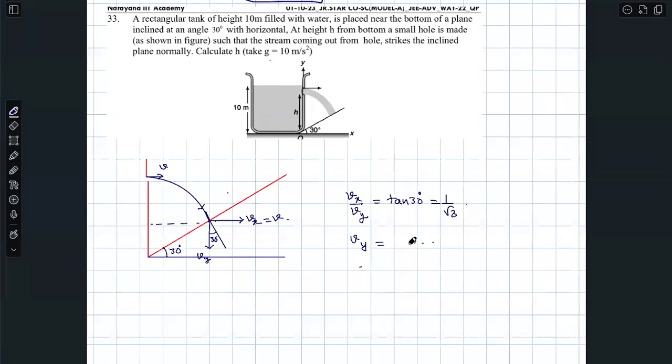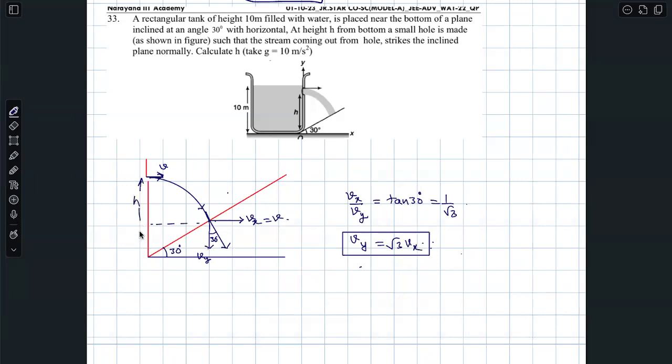So Vy will be root 3 Vx. Please try to understand. It comes out with velocity V. Follow the flow like this. It strikes normally. If it strikes normally, 30 degrees, 30 degrees. So therefore, Vx by Vy is tan 30, which is 1 by root 3. This is one relation I have. Right. Calculate H is what they are asking.